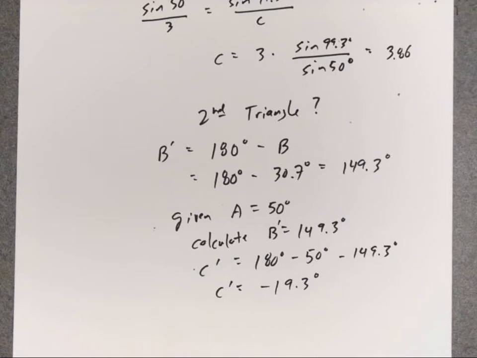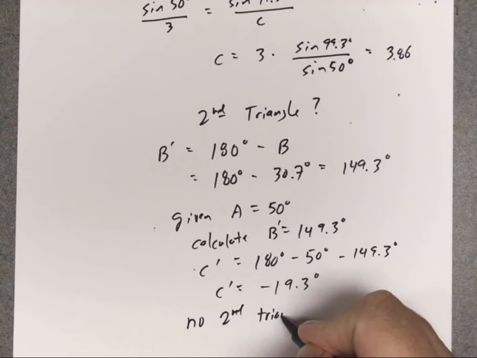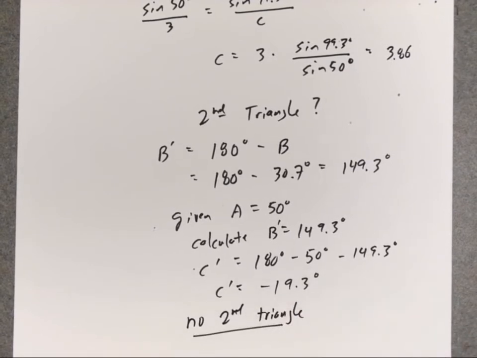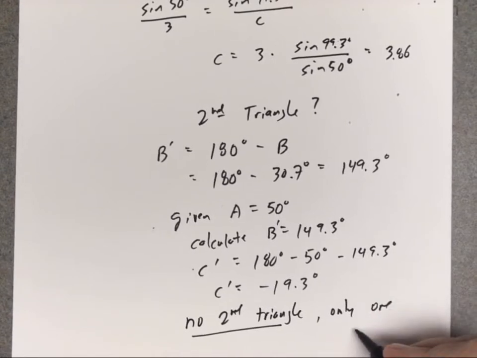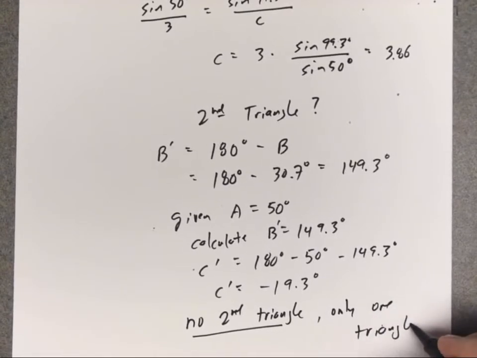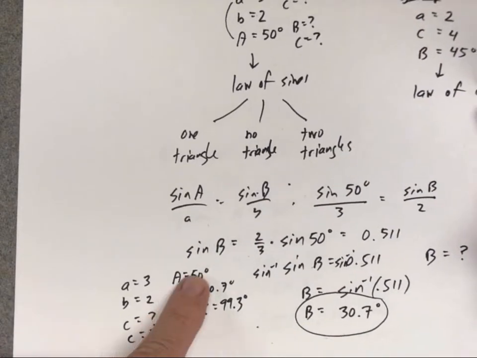Now we cannot have an angle with a negative degree. So what does that tell me? That says, you know what? In this case, there's no second triangle, there's actually only one triangle, and then the easiest thing is just go back. Oh, here it is. You go back and you say, here's my one triangle.